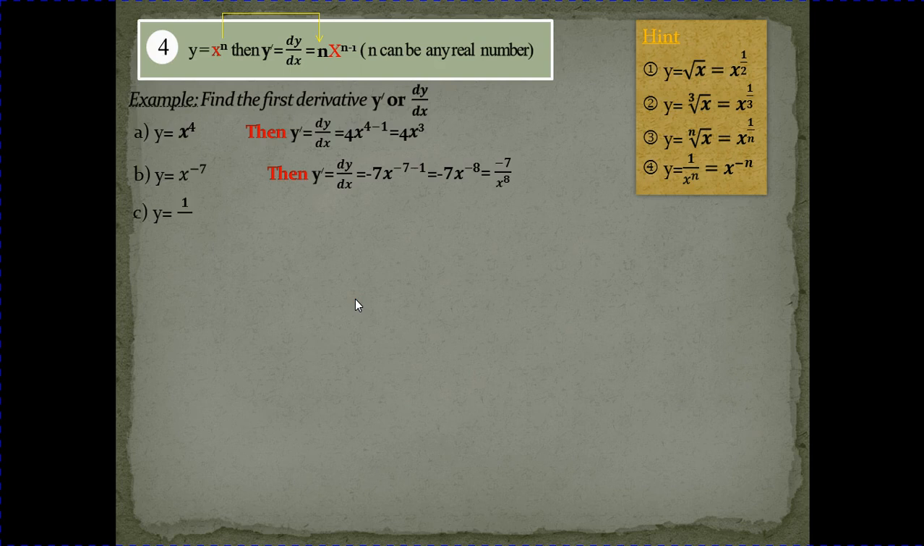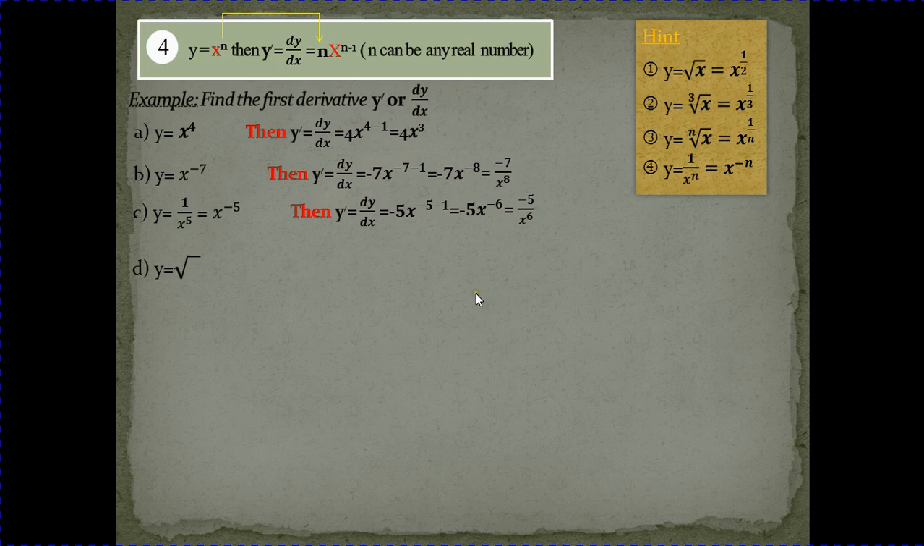Next example, y equals 1 over x power 5. You can change it into x power negative 5 like the hint here, number 4. If you want to get y dash, bring down negative 5 like the previous. Yes, try to solve before. Negative 5 and x will be power negative 5 minus 1. What is the next step? It will be negative 5x power negative 6. Then last you can change the power into positive, negative 5 over x power 6.